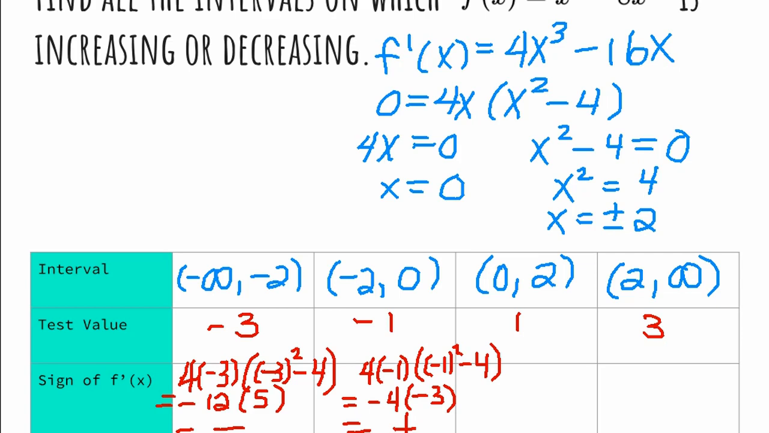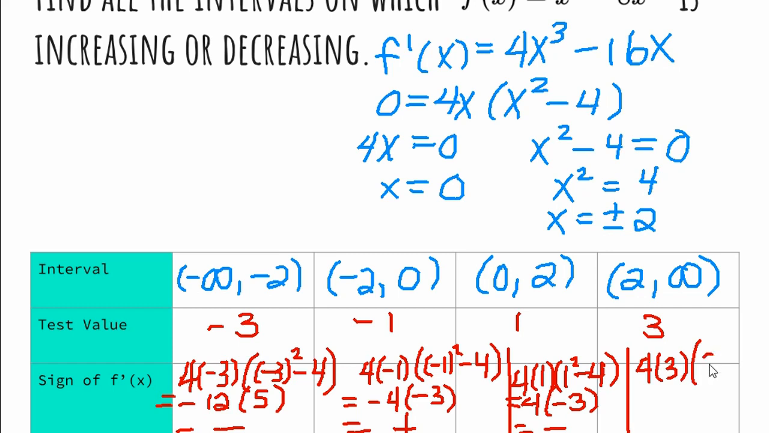Okay, I plug in 1. So now I get 4 times 1, times 1 squared minus 4. So I get 4 times negative 3, which is a negative. So it's decreasing on this interval. And then I plug in 3. So I get 4 times 3, times 3 squared minus 4. I have a positive 12 times a positive 5. That's a positive, so it's increasing. So it's decreasing on the first interval, increasing on the next, decreasing on the next, increasing on the next.